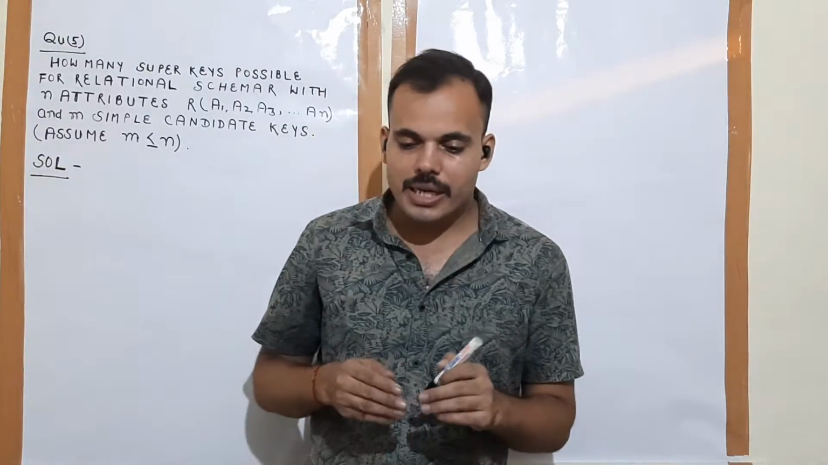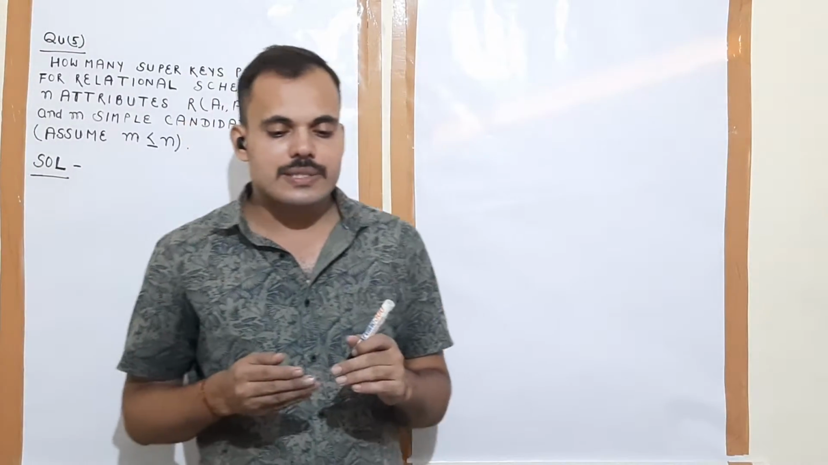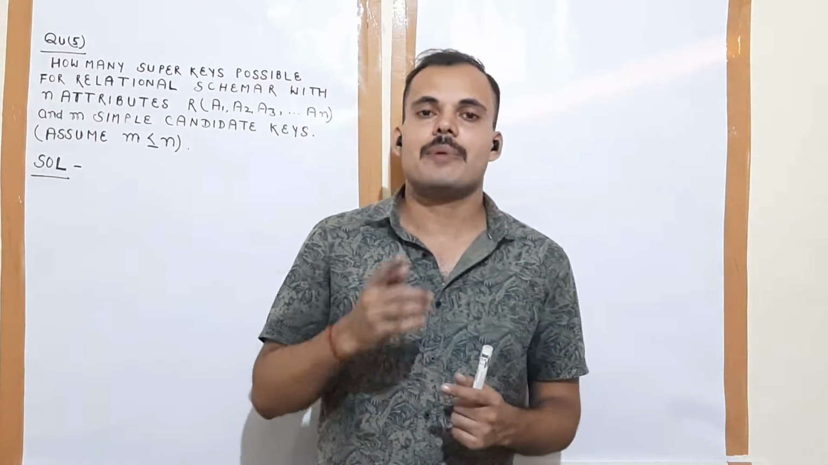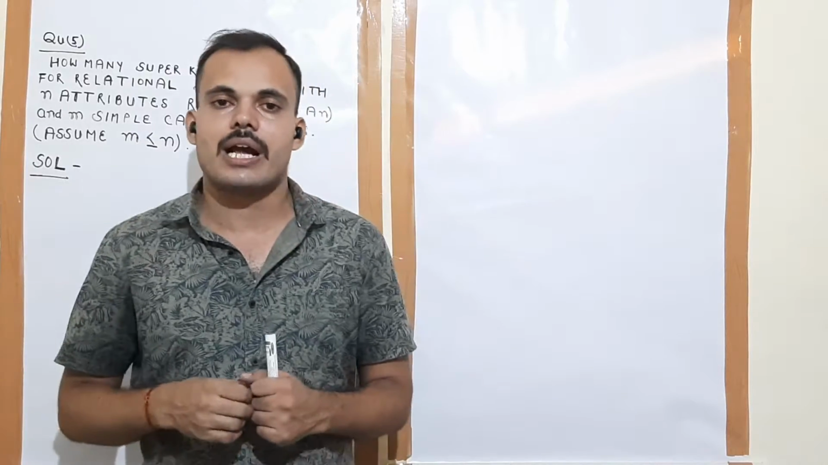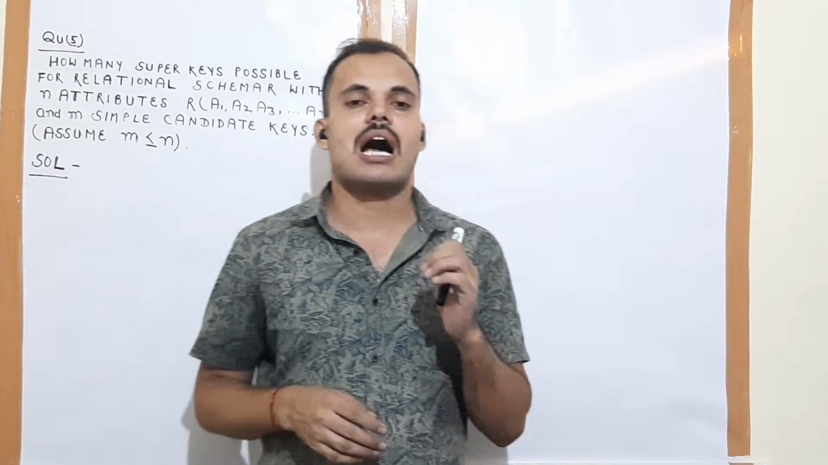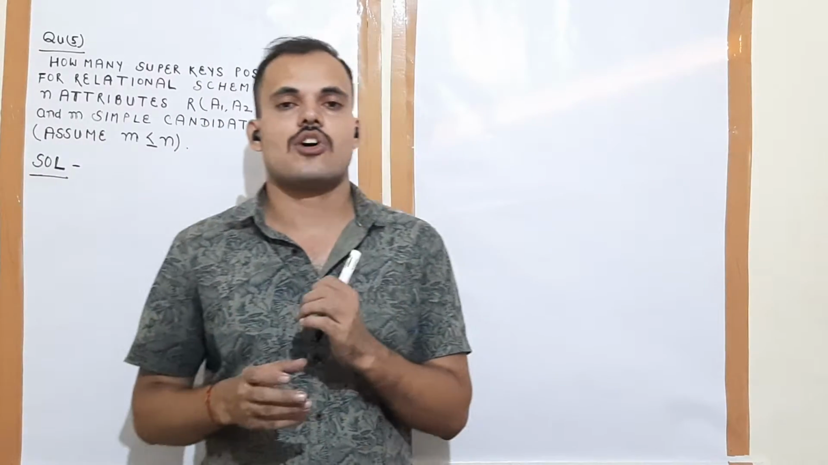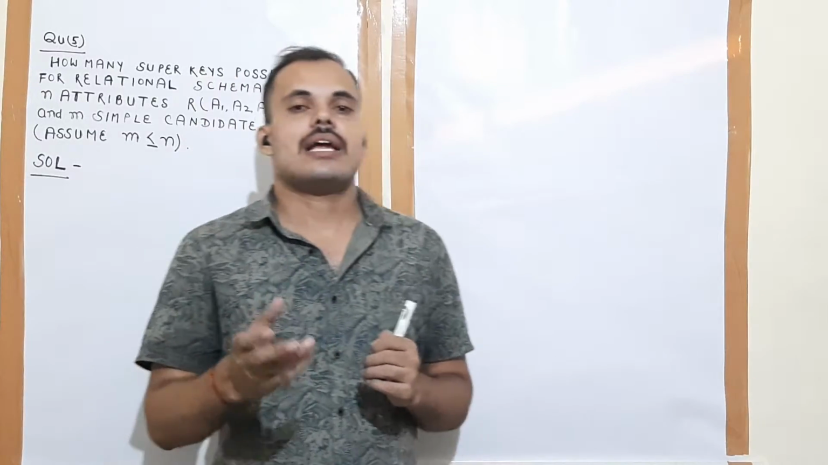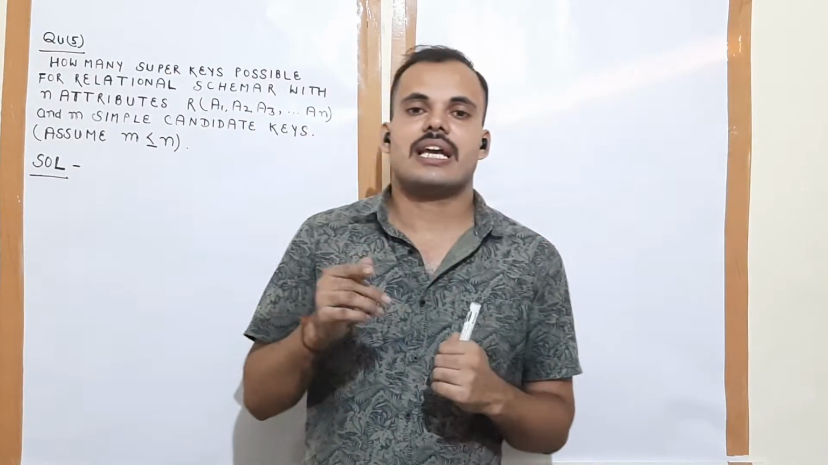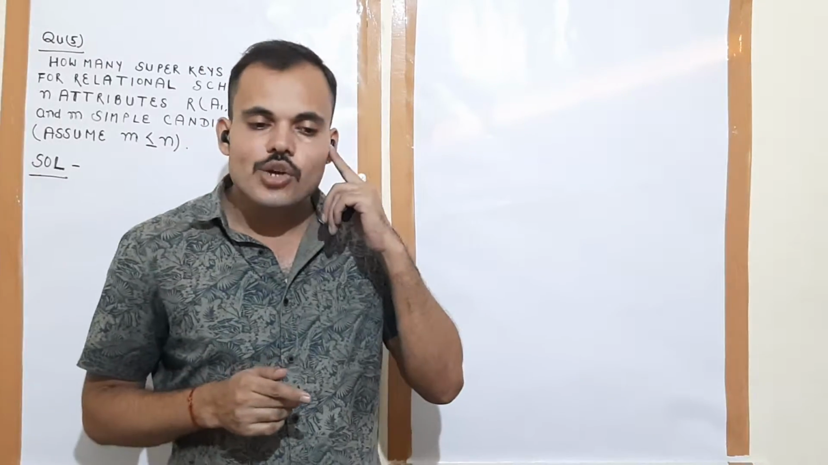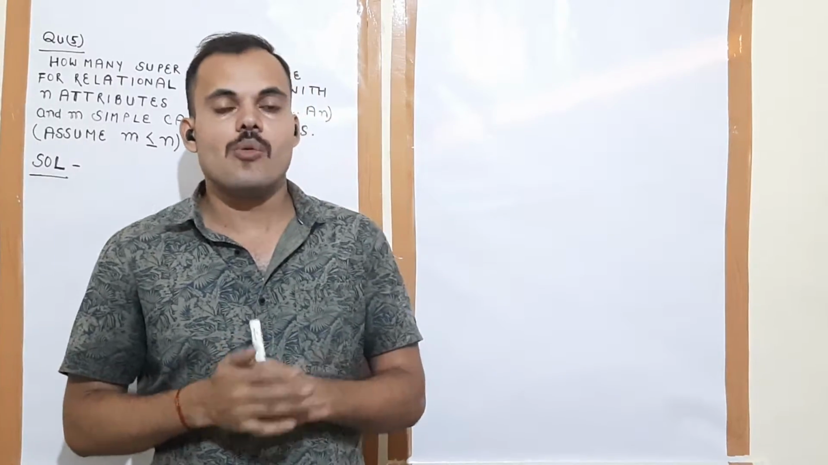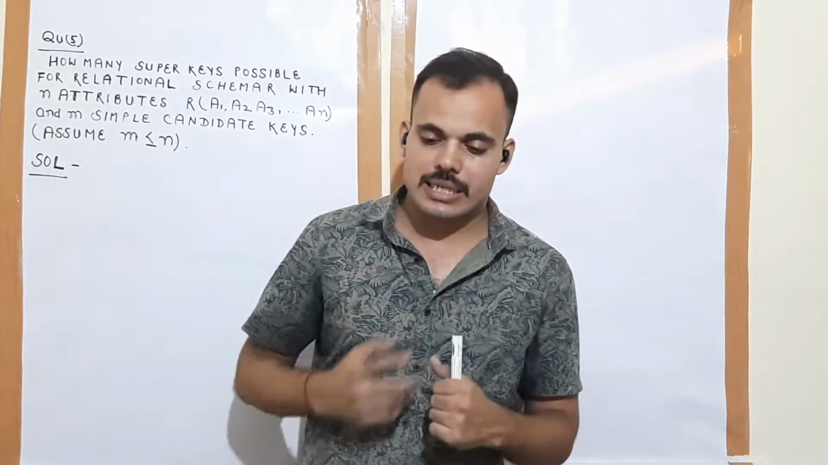Understood? What is a simple candidate key? A simple candidate key means a candidate key having only one attribute. Candidate keys having only one attribute are known as simple candidate keys. So in the question, a relational schema R is given which consists of n attributes and m simple candidate keys, where m is less than or equal to n. Then it is asking how many super keys are there in the relational schema R.